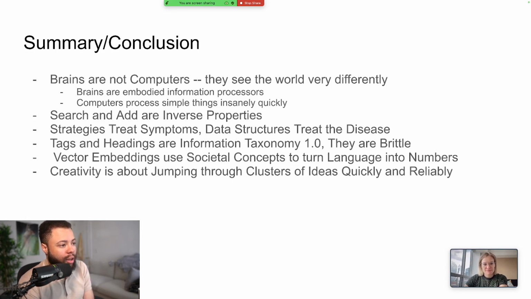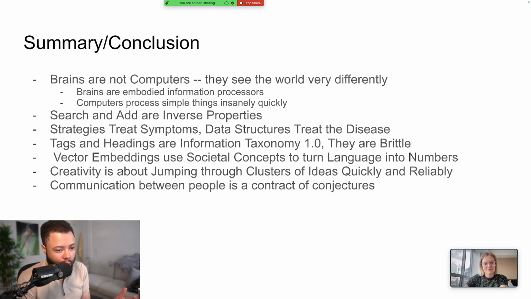So creativity is about jumping through clusters of ideas quickly and reliably, right? So it's about taking the idea of, what does this thing remind me of, and what does that remind me of, and what does that remind me of? So by having a common entry model, you can really quickly jump between old, maybe unrelated pieces of information because of the way that you're looking for them through vector search.